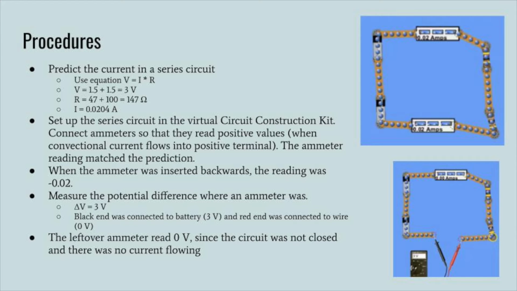Then I measured the potential difference where an ammeter was. Delta V was found to be 3 volts. The black end was connected to the battery, which has 3 volts, and the red end was connected to the wire, which has 0 volts. The leftover ammeter read 0 volts since the circuit was not closed and there was no current flowing.